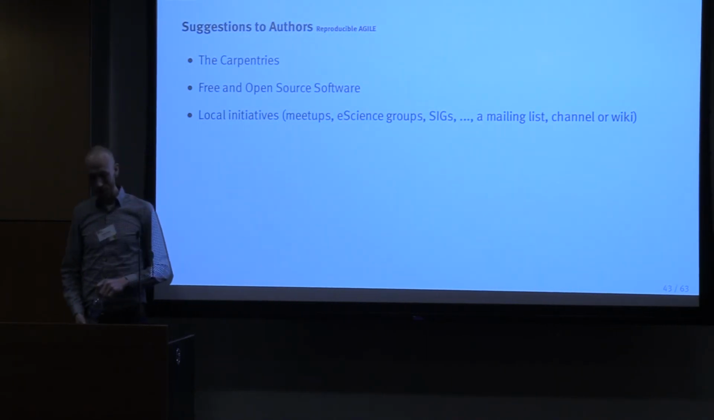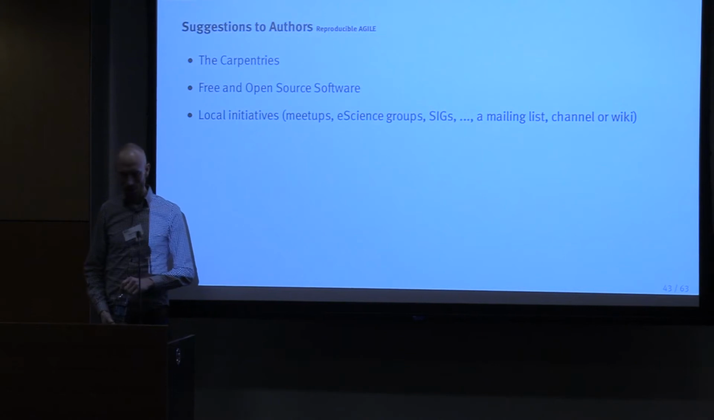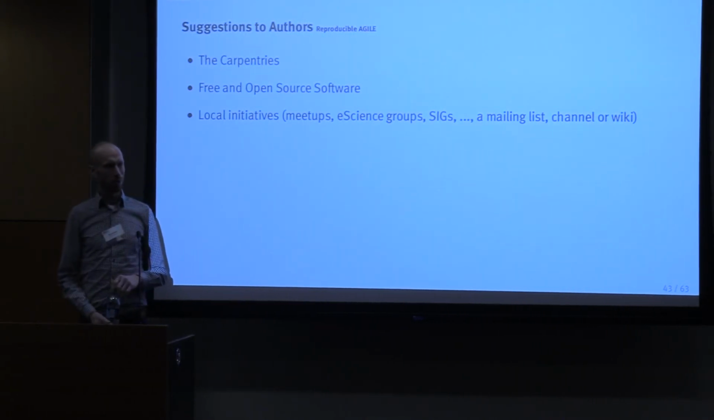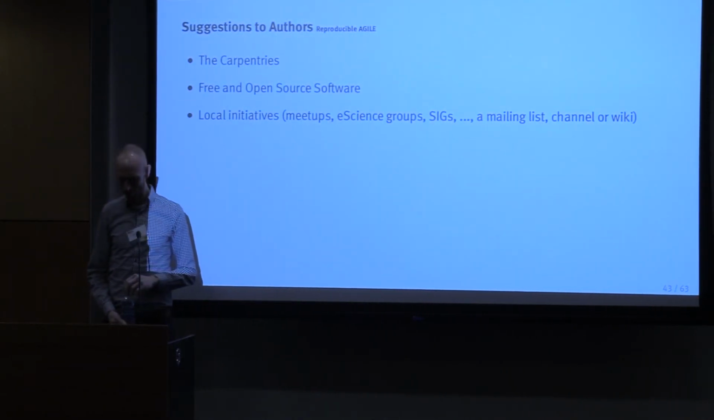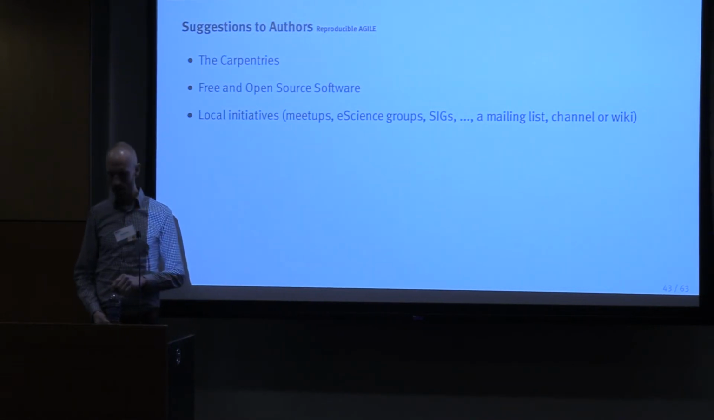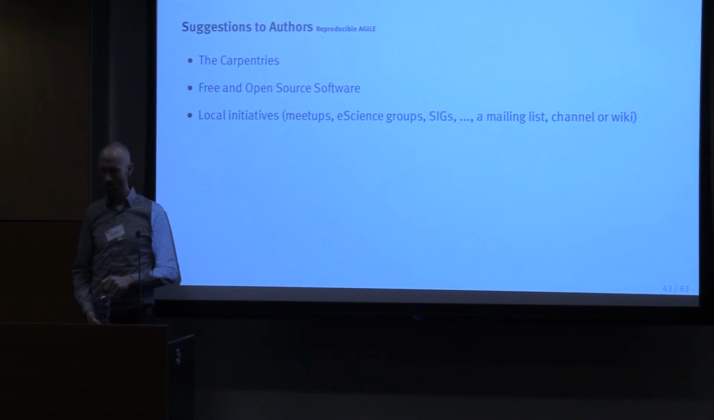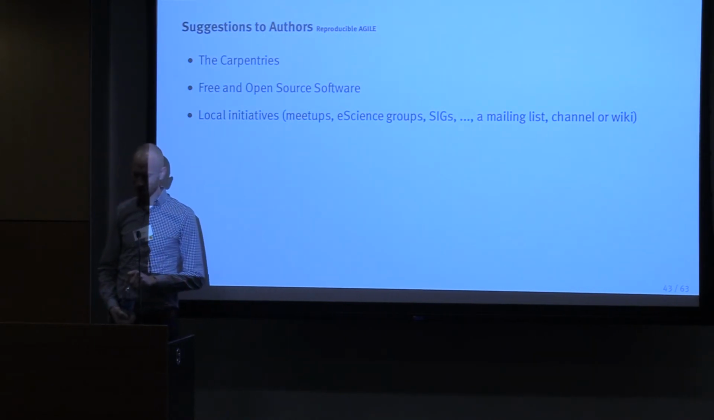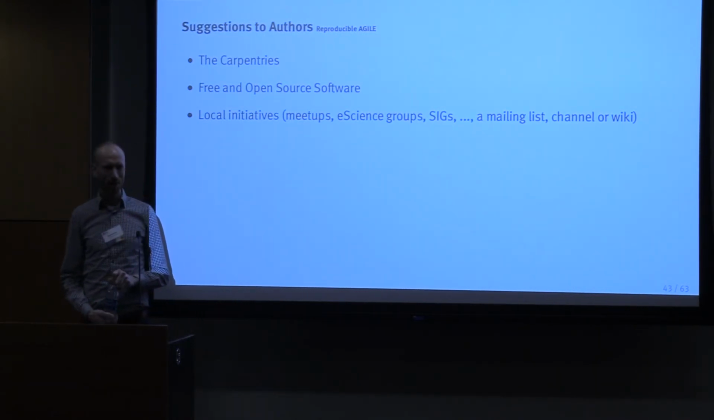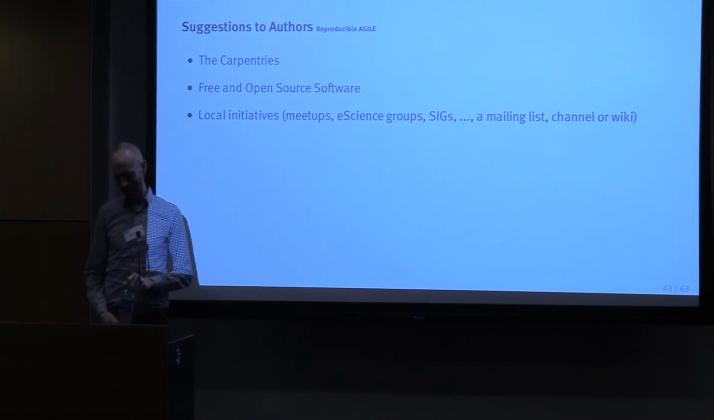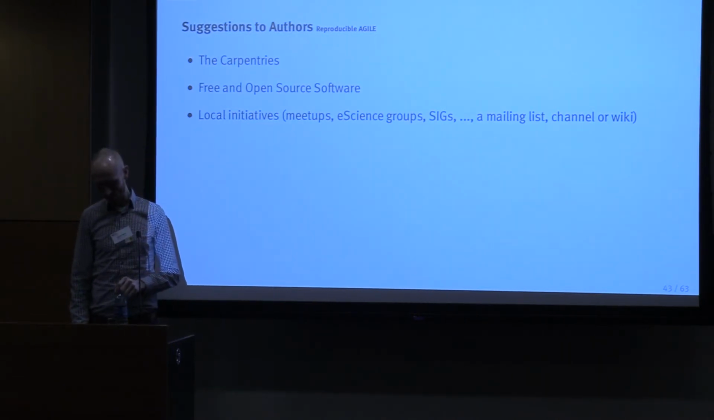We would encourage authors to find local groups of people who have the same problems and work with them and start local initiatives. If you have an eScience group with experts working only on this, that's great. But just having a mailing list or channel or wiki where you can talk to others and collect resources is already a big step forward.